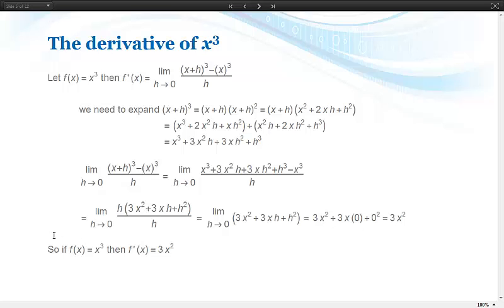So we've proven if f of x is x cubed, then its derivative is 3x squared, and we never have to use the limit definition again to prove that. Well, this ends the first part of our video. The second part will try to go further and prove the derivative of a polynomial in general.